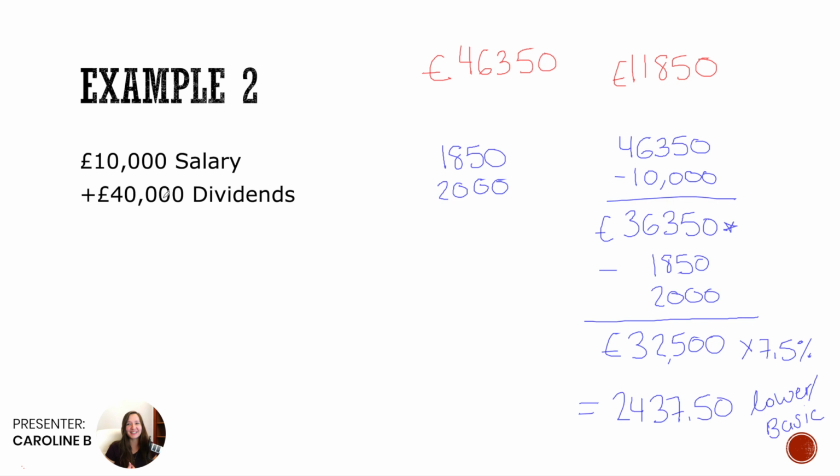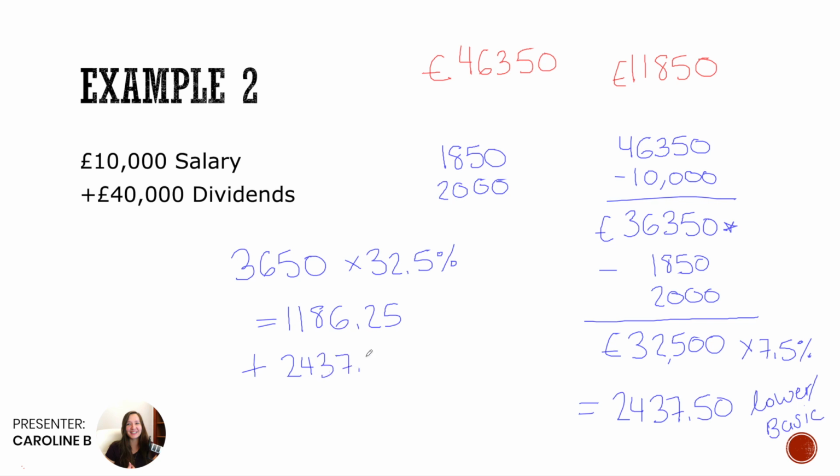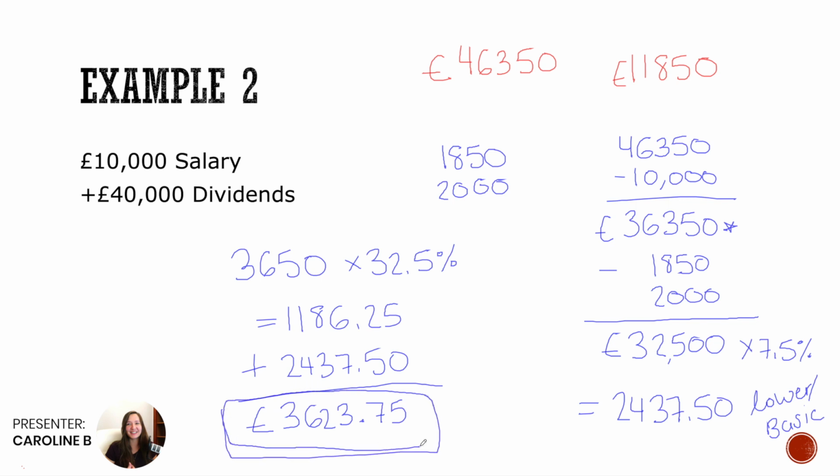So how do we work out the rest? Well, it's just the difference between 40,000 and 36,350, which is £3,650. So on £3,650 at 32.5% tax, we get £1,186.25. And then all we have to do is add the lower rate tax to get our grand total of £3,623.75. So this is our grand total tax amount on those £40,000 of dividends, and remember the payments on account for this as well, because they will happen on this tax bill. And again, I will explain them a little bit later in the video in more detail.